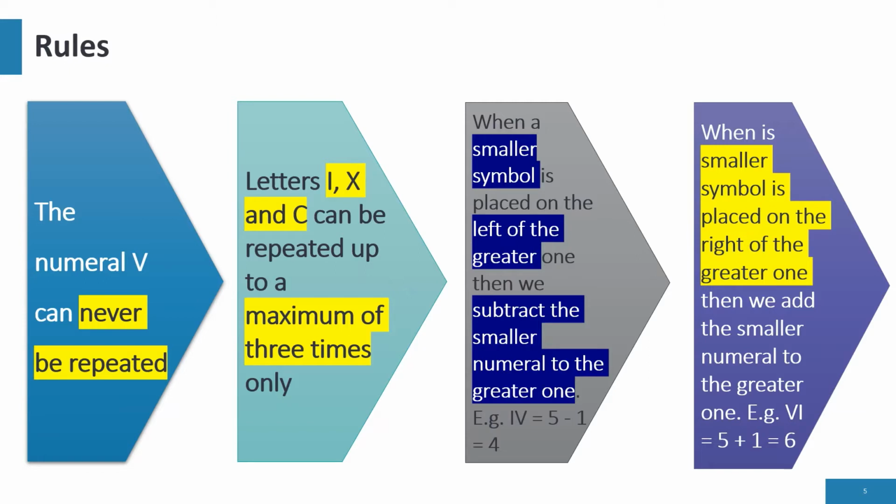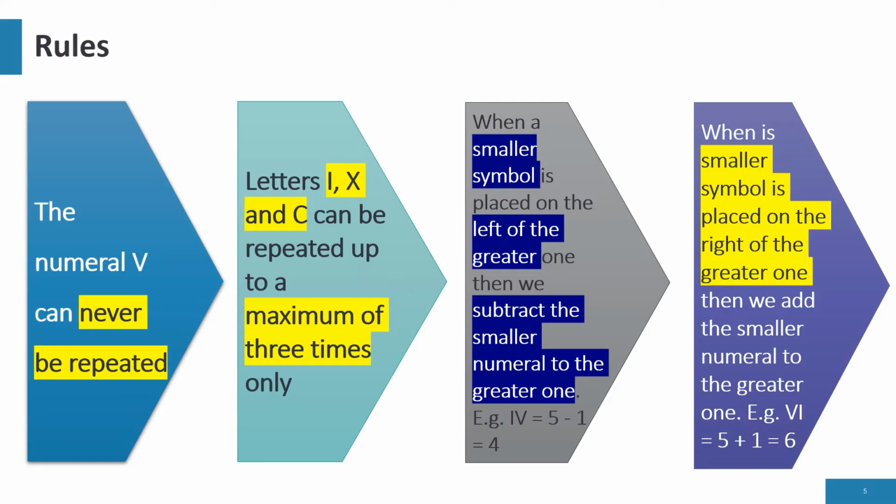Let's see what is written out there. The next rule, rule number 3, says that when a smaller symbol is placed on the left of a greater symbol, then we have to subtract the smaller one from the greater one. See, here the subtraction is explained. So if you go through the example IV.